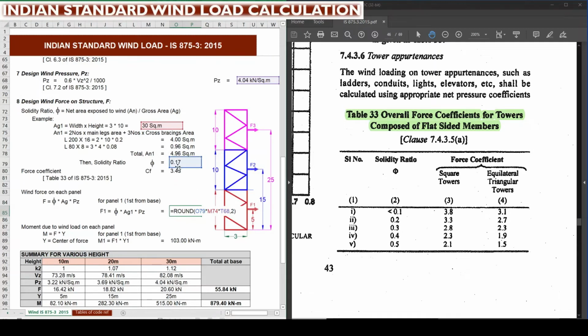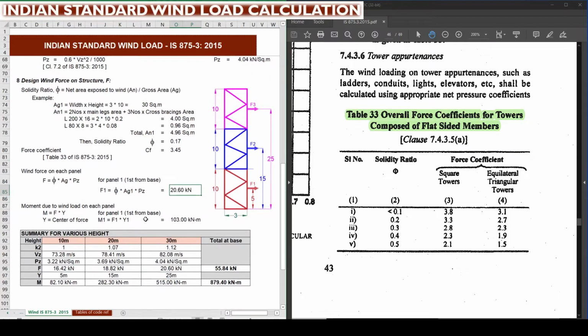So for panel 1, AG is 30 square meter and Pz is 4.04 kilonewton per square meter. Phi value, the solid ratio, is 0.17. By multiplying this, I am getting 20.6 kilonewton as a force.